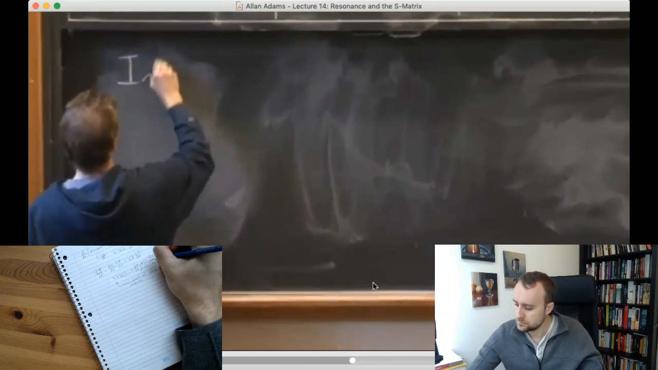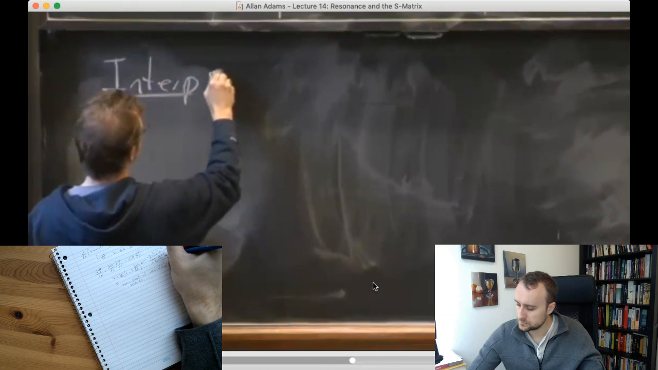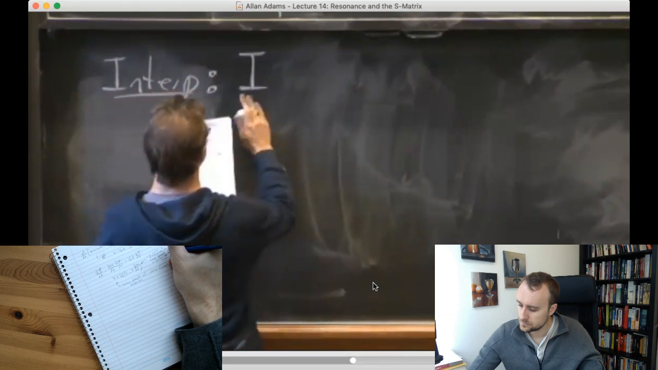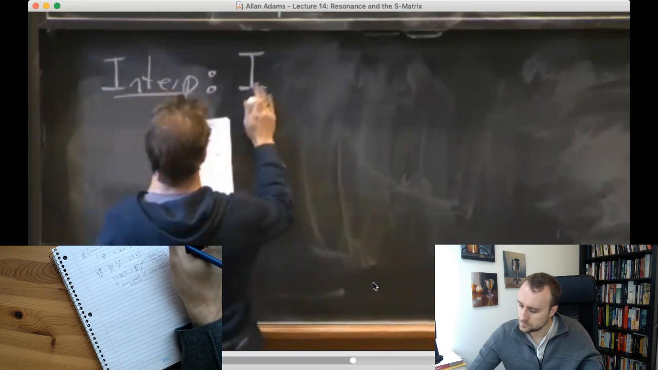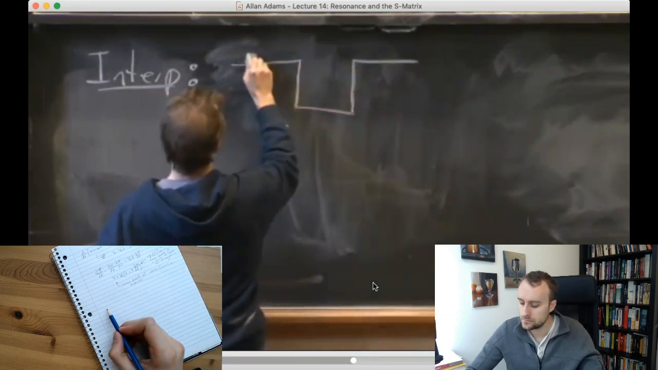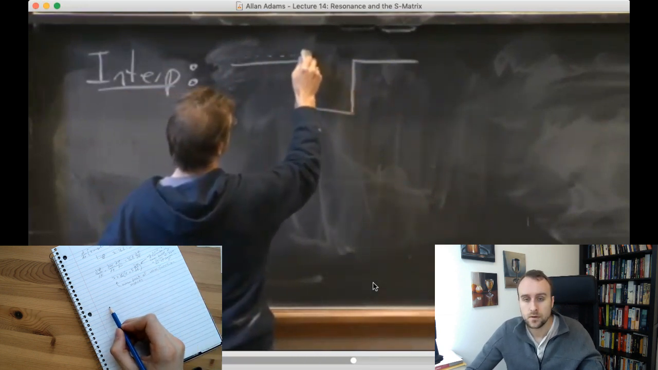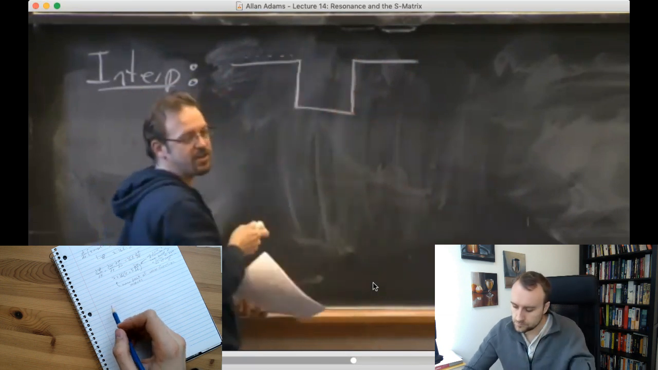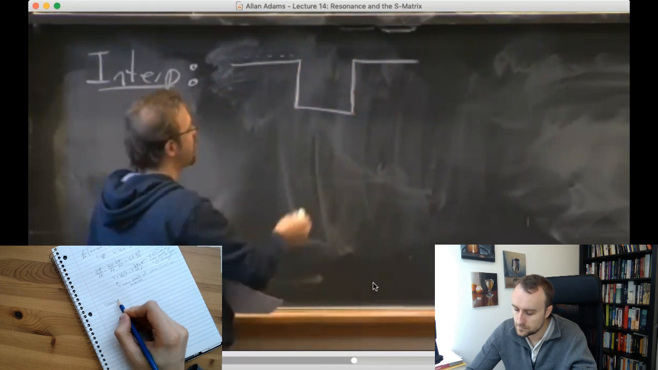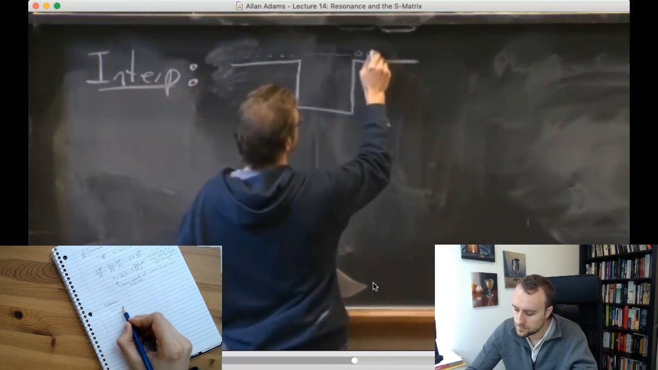So let's interpret this. Here's the interpretation I want to give you. Consider classically an object with some energy. It rolls along, and it finds a barrier or a potential well. And what happens when it gets into the potential well? It speeds up, right? Because it's got a lot more energy relative to the potential. So it goes much faster in here, and it gets to the other side and it slows down again.